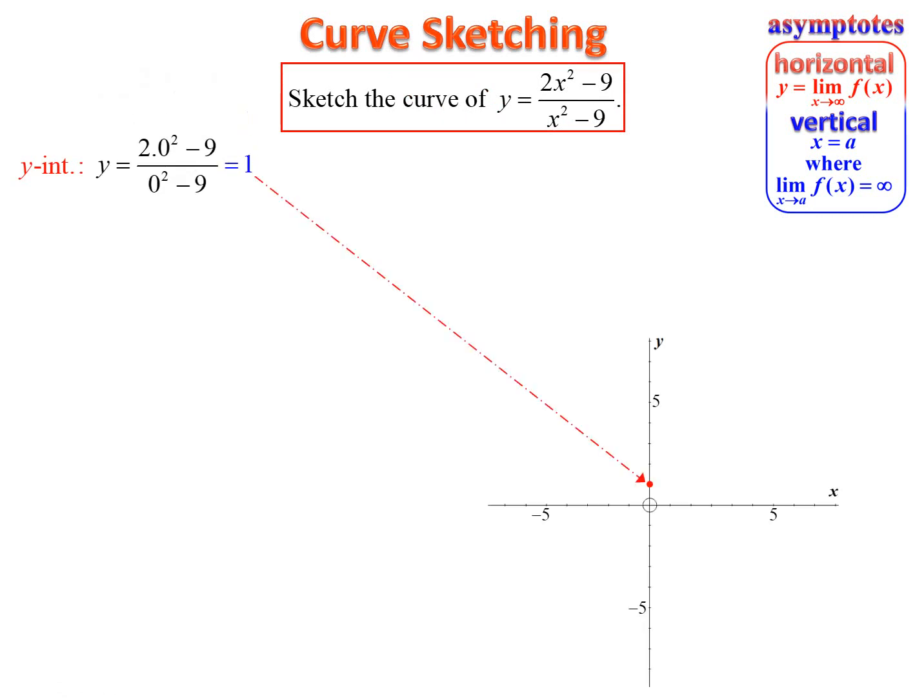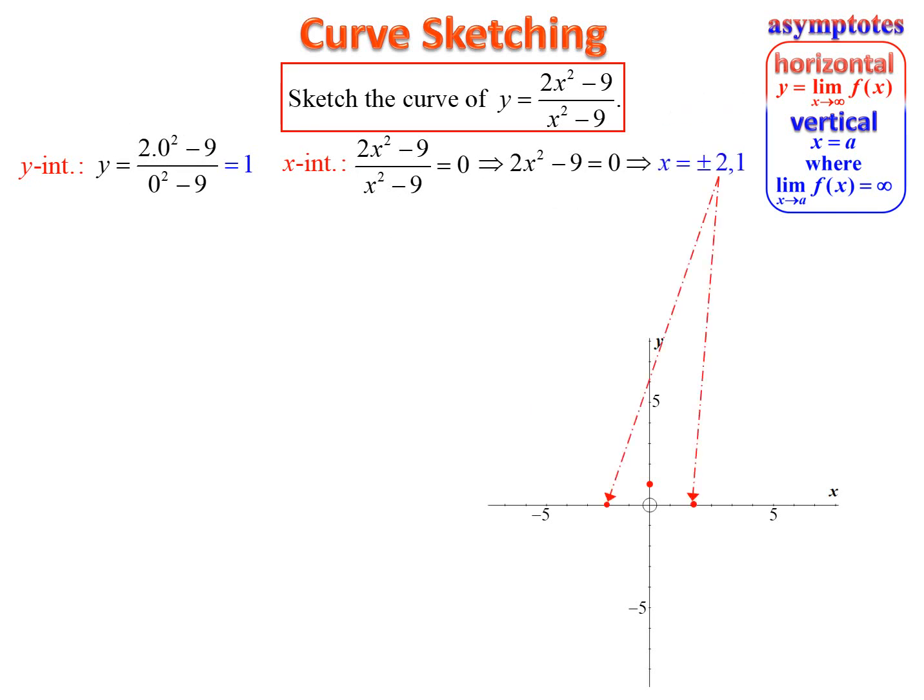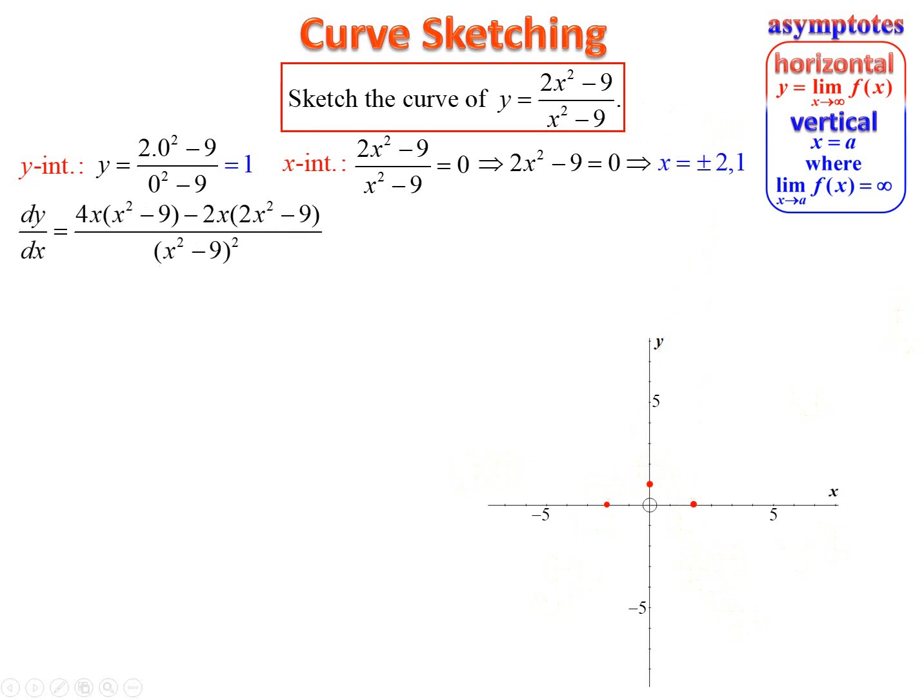Y-intercept, substitute 0, and it works out as 1. X-intercept, equate it to 0. And we get plus or minus 2.1 to the nearest 1 decimal place. I begin to wonder if we're going to get a parabola or something. dy by dx, let's have a look and see.